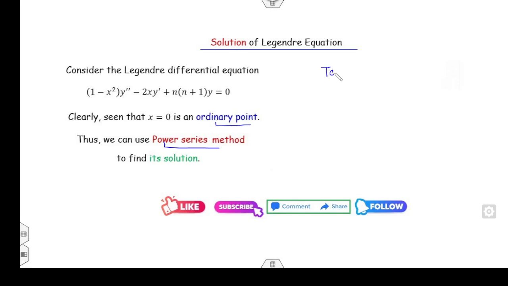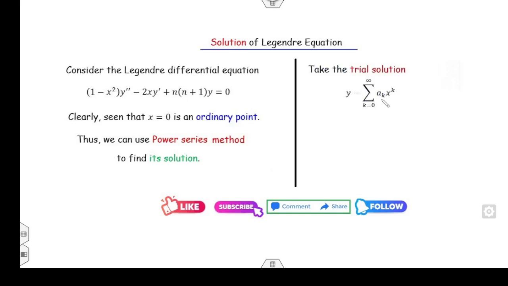तो क्या करते हैं power series में? We can take one trial solution which is in terms of the polynomial, summation k varies from 0 to infinity a_k x^k, where a_k are my arbitrary constants and your target is to find the values of the a_k's. I can substitute the value of y in equation number 1, but for that you need y prime and y double prime. So can you calculate the value of y prime?